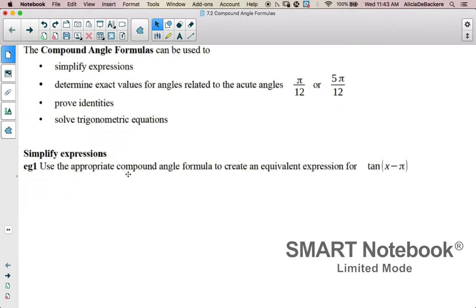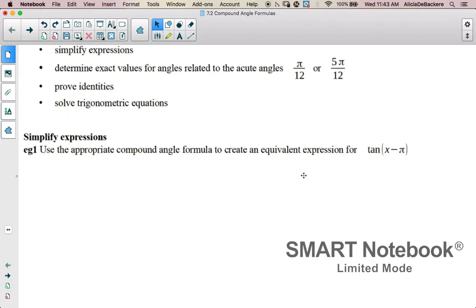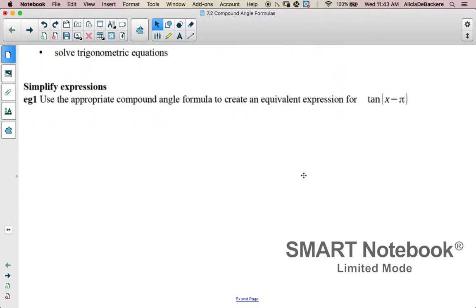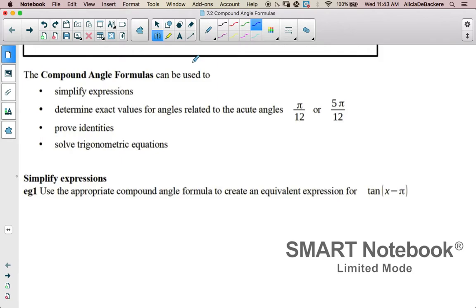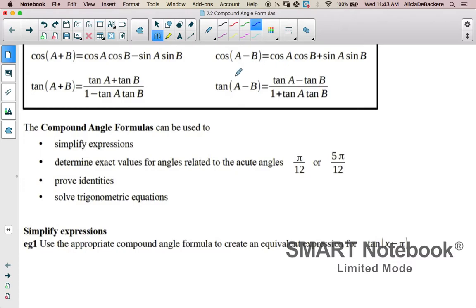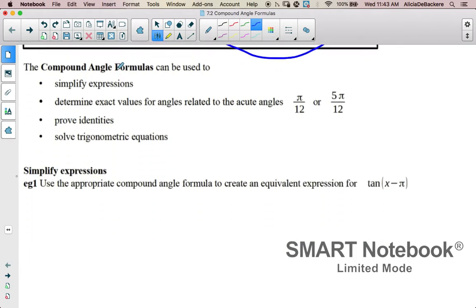Our first example, simplifying expressions. It says use the appropriate compound angle formula to create an equivalent expression for tan of x minus pi. So for this one here, I'm going to go back up and I'm going to be looking for tan, and I'm looking for a subtraction of two angles. So I'm going to use this formula right here, tan with a subtraction of two angles. And I'm just going to substitute into that formula.